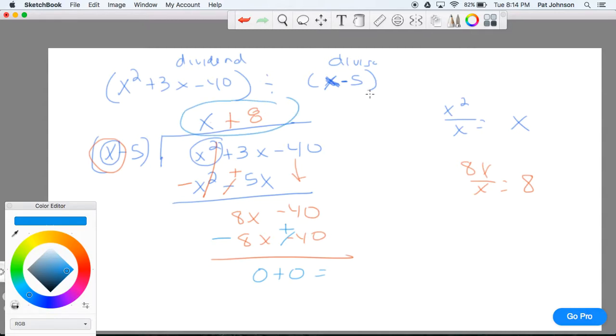So remember, when you take a dividend and divide by a divisor, you get the quotient. How do we check this? We take the quotient times the divisor, and it should equal the dividend. We know how to multiply a binomial by a binomial.